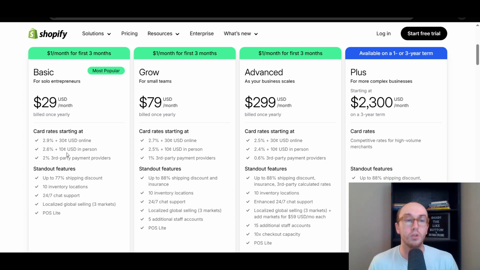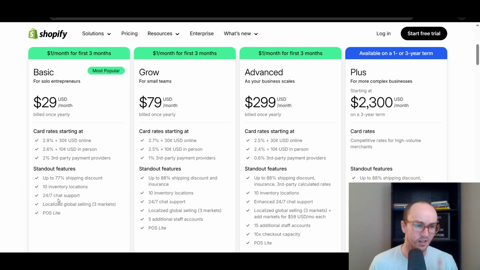Now, if you do plan on having employees, if you are a smaller team, right, that's where the grow plan steps in, because besides just the financial aspect of saving money on credit card processing, they do also offer some additional shipping discounts, which can be a little bit of an extra savings. But the biggest thing here, and why I'm distinguishing between solo entrepreneur and small teams, between the basic and the grow plan, is because the grow plan actually allows you to have 5 additional staff accounts, as you can see here. On the basic plan, it is just for a single person.